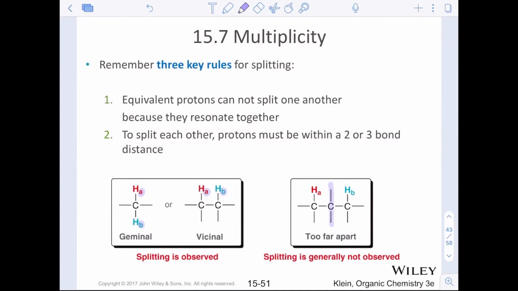These are just when we want to be able to look at which protons could possibly split.